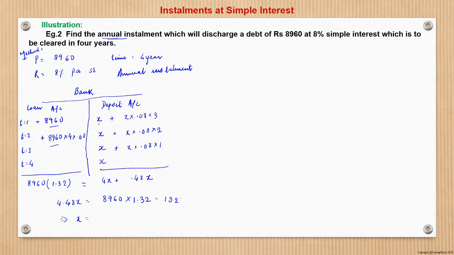8960 into 1.32 divided by 4.48, 2640. So the x value we get is 2640. This is the answer, right? Again, we'll see this using method 2 also, but any method we can choose.